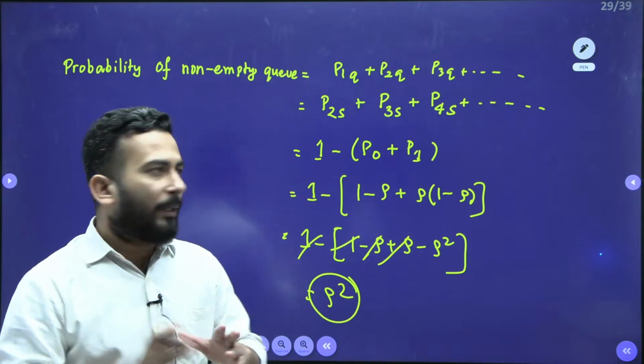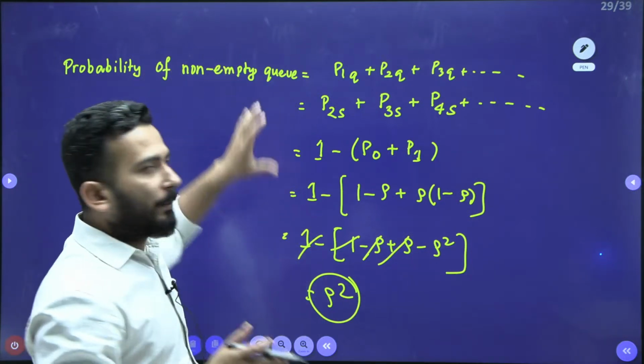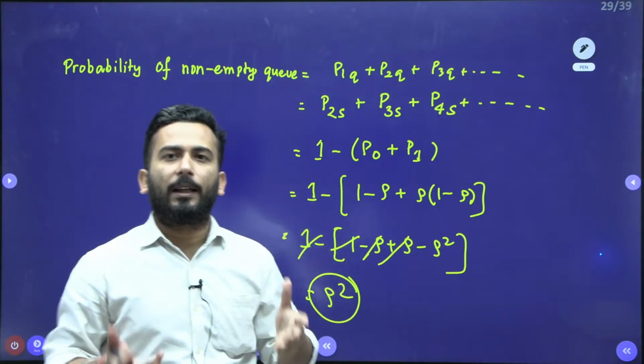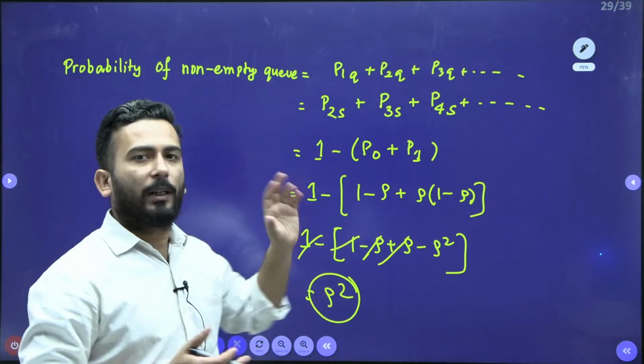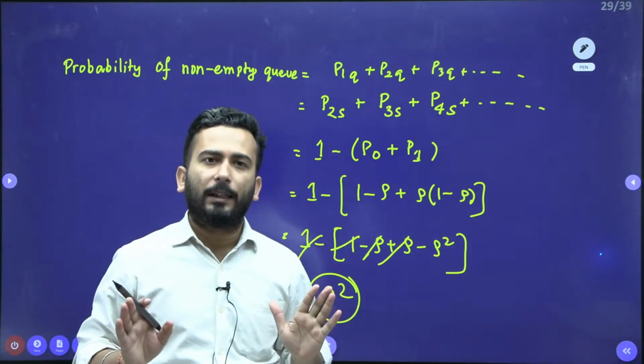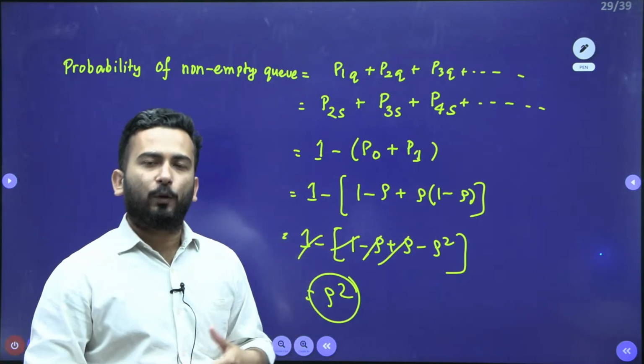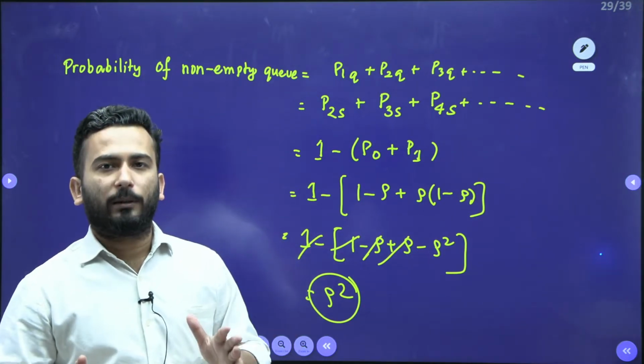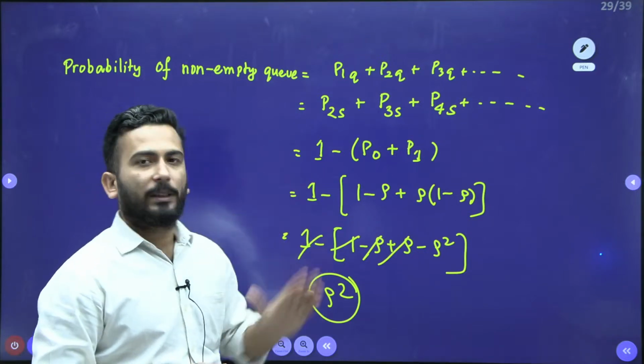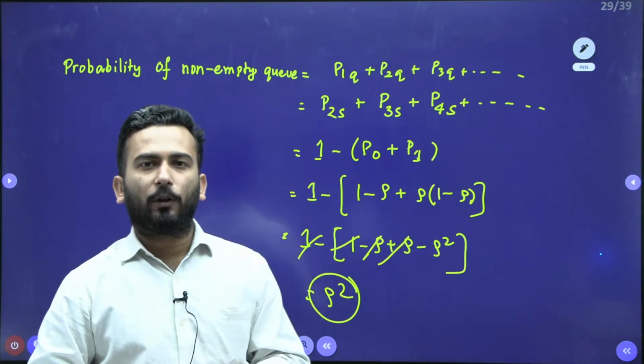So anywhere you will be finding probability of non-empty, you will be memorizing it like anything. Probability of non-empty queue is rho square. Nothing wrong in this. You can memorize it. Yes, we need to memorize it, but even if you don't remember the formula, you can solve it using the basic concepts. Are you getting or not, my dear friends?